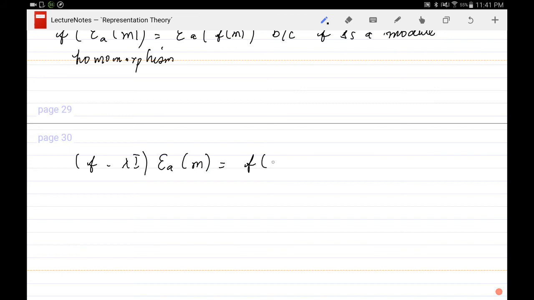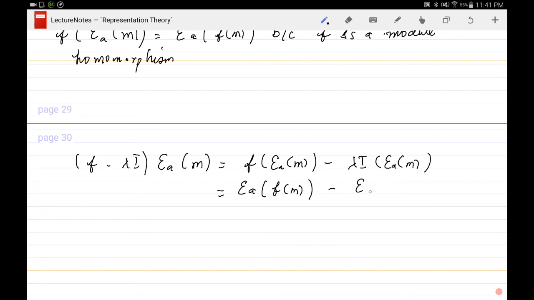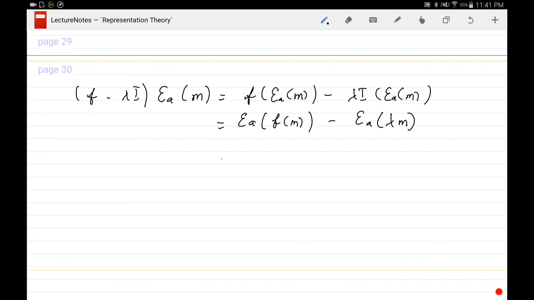F is, of course, a linear operator, and so we have the following to be true. And so F is a homomorphism, so we know that the first term becomes that, and then we have this. And then the capital script E_A, the endomorphism, is a linear thing, and so we have this to be true, which acts on M. Okay, and we have obeyed our condition.